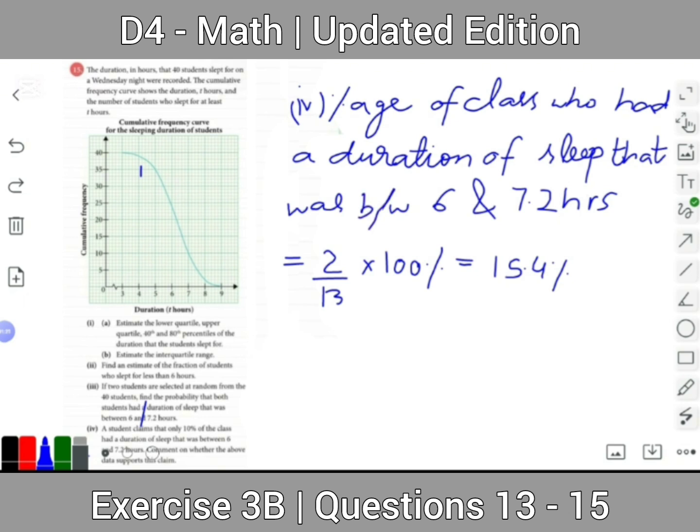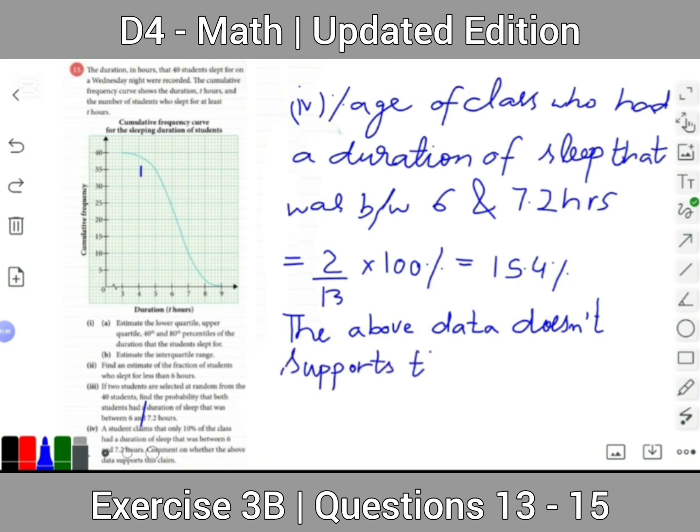So the above data does not support the claim that only 10% of the class had a duration of sleep that was between 6 and 7.2 hours.